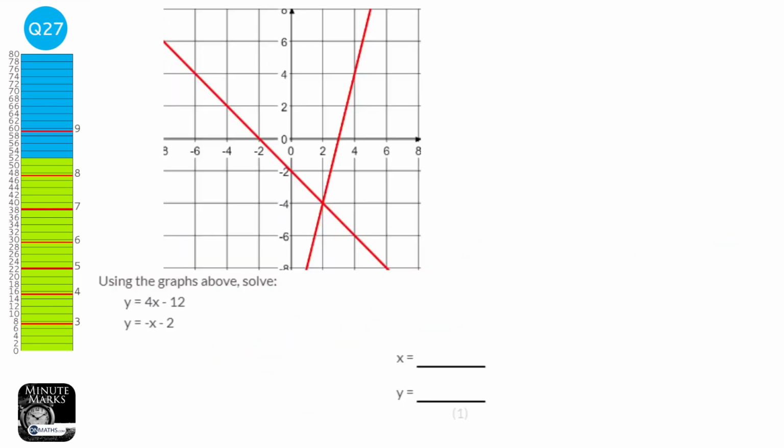When solving simultaneous equations graphically, if you draw the lines to both graphs, which we have done here, the solution, because they're both linear, will just be where the two graphs cross. So this here will be our solution. So x is 2 and y is -4.